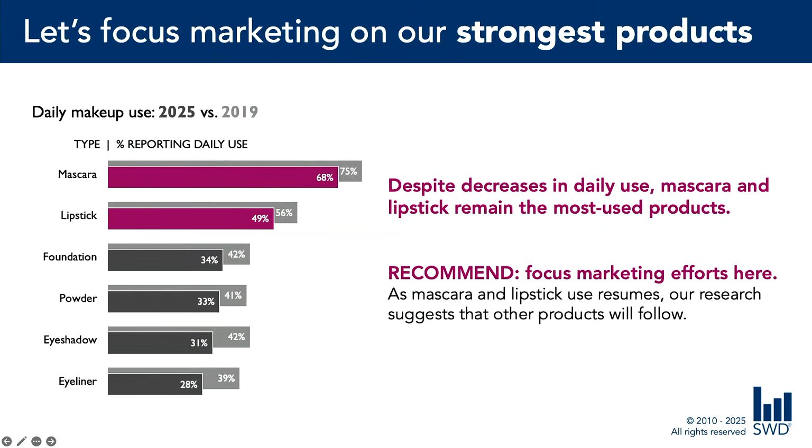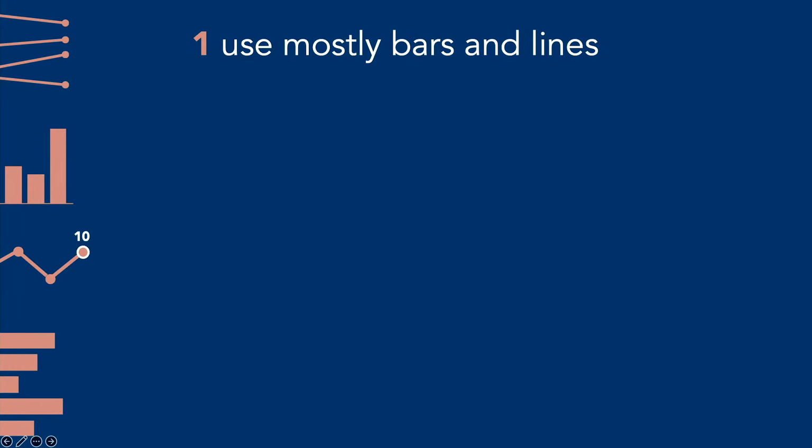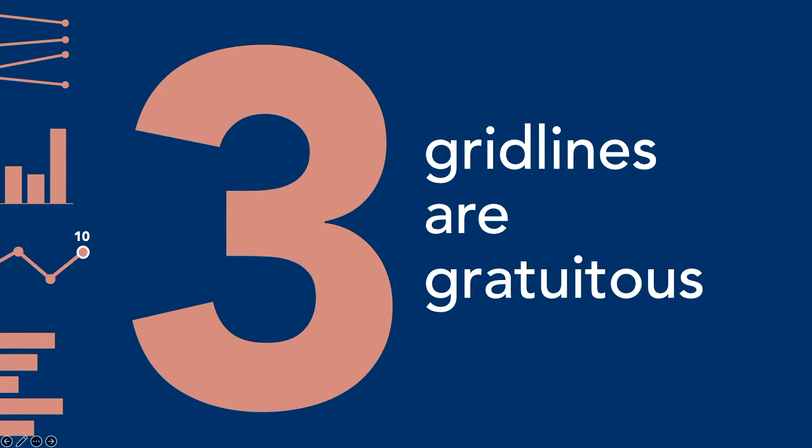Add some annotations at the side, a clear recommendation. With that, let's recap our second lesson. We've learned to wield words wisely. Next, grid lines are gratuitous.